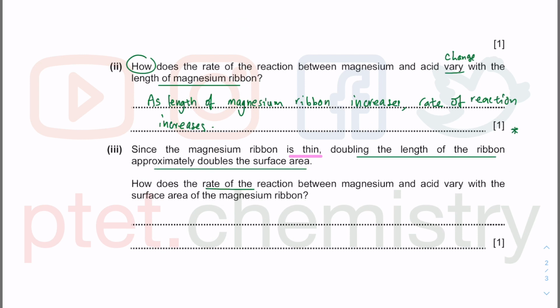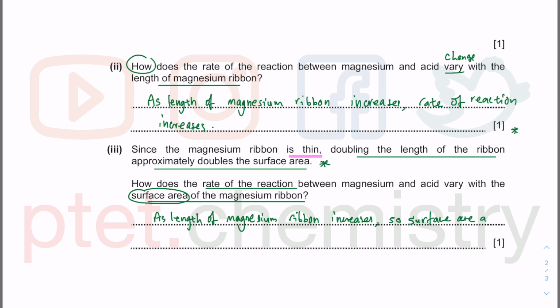Now, how does the rate vary with the surface area of the magnesium ribbon? So here they're asking you specifically about the surface area. So what we can say again is, as the length of magnesium ribbon increases, I need to relate that to surface area. Based on this information, the surface area of magnesium also increases. Therefore, rate increases as well.